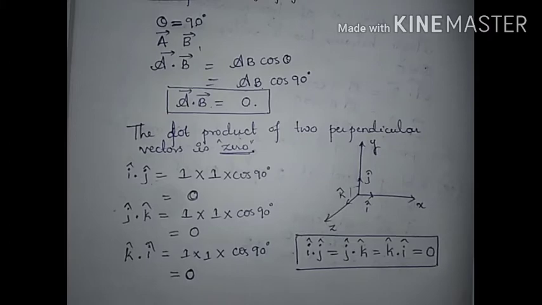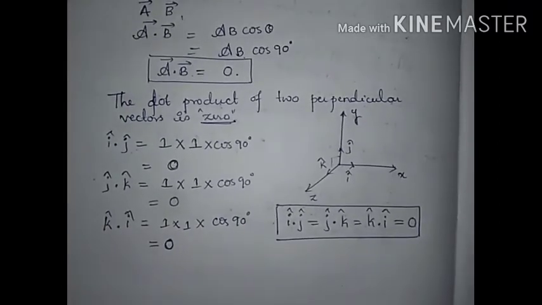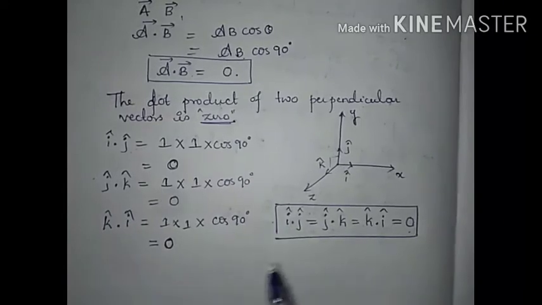So understand that we have taken three unit vectors, that is i cap, j cap and k cap, which are along x-axis, y-axis and z-axis respectively. These three unit vectors are mutually perpendicular to each other. So if you take the dot product of any two unit vectors, then the value of this dot product will be 0. So this is the answer that we got.